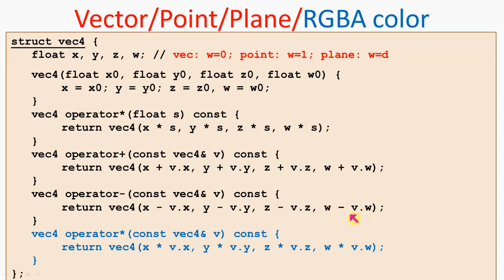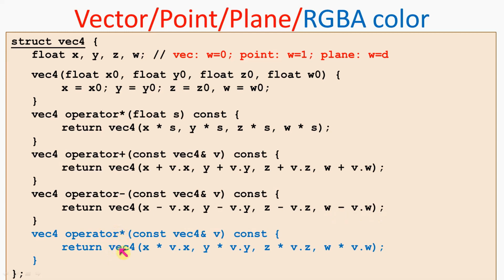It makes sense to subtract one vector from another. When the w coordinates are 0, so is the w coordinate of the result, which means that the difference of two vectors is a vector. When we subtract a vector from a point, then we get a point as a result. And when we subtract one point from another point, both w coordinates are 1, the result will be 0, so the difference of two points is a vector.